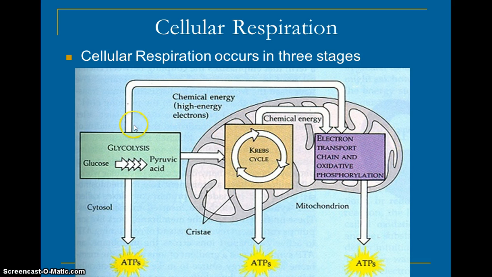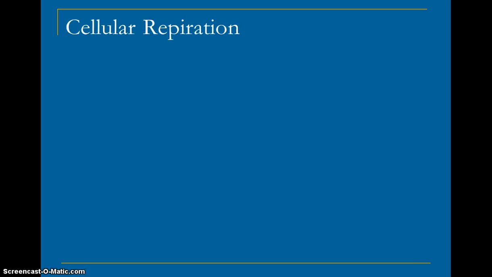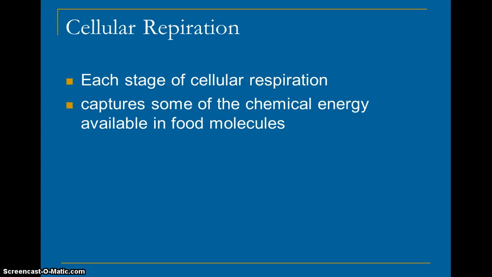The things that travel through to the electron transport chain, there are 2 different molecules that you have to know for your test. That is NADH plus and FADH2. I would copy this down in your notes so then you can study it for your test. In each stage of cellular respiration, it captures some type of chemical energy available in food molecules, and it produces ATP.